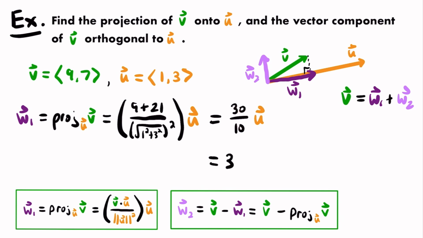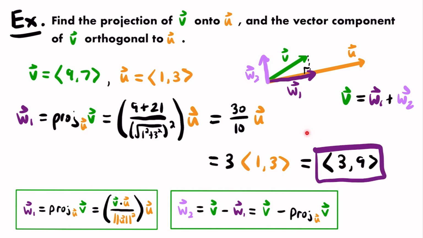So this is equal to 3 times vector u, but now I'm going to write in what vector u is equal to. So we'll have 3 times the vector of the point 1, 3. Okay, so now if we multiply 3 by both of these components, we will then have vector w1, or the projection of vector v onto vector u. So let's simplify. This will be equal to the position vector of the point 3, 9, because 3 times 1 is 3, and 3 times 3 is 9.